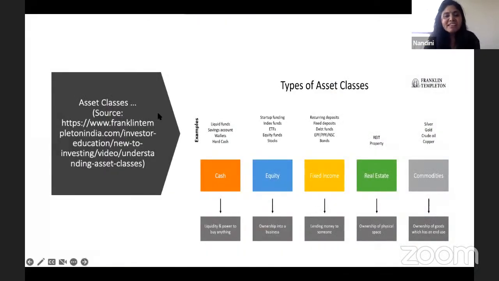These are some of the asset classes which I culled from the Franklin Templeton India website, where you have cash. Where will you invest the fund? Cash. If you keep cash, I told you what happened to your cash. Maybe as hard cash, the cash you kept, after 50 years it had the same value, right?